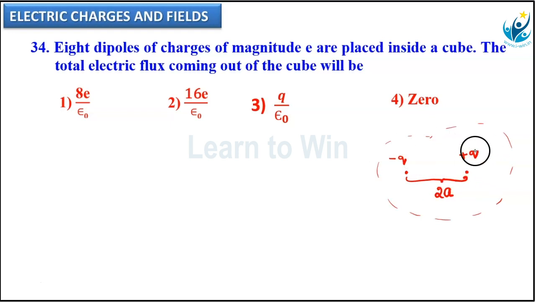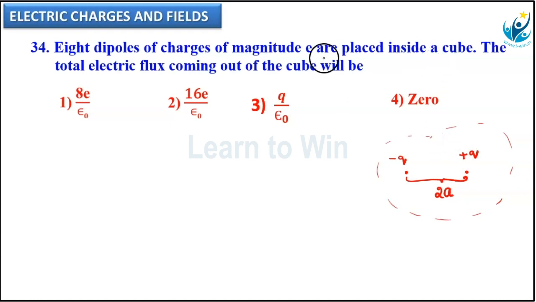The sum of these two charges is the net charge, which is equal to 0. That means for a dipole, the flux due to the dipole is 0. Why? Because the net charge in a dipole is 0: minus q plus q. Total charge is 0. So the flux enclosed by this closed surface is 0.